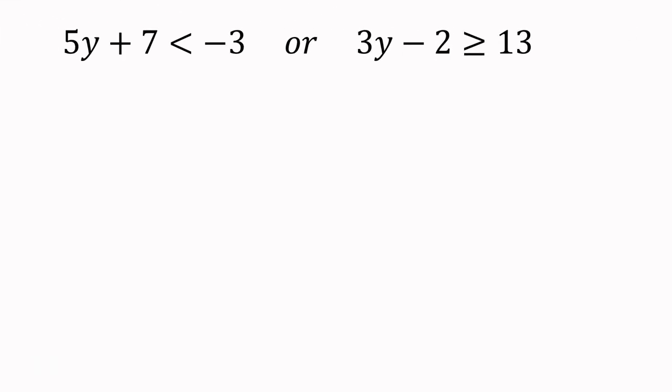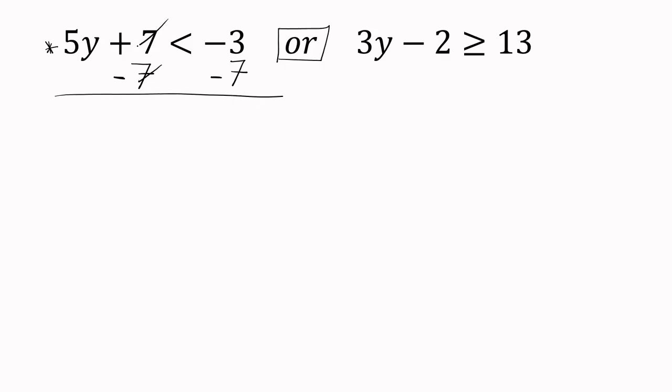Look at the next example. This time I have OR, right? And I have two inequalities, so I must solve each one of them first. I need to solve the first one, this one. The first thing that I need to do is eliminating this 7. I'm gonna add -7 to both sides.